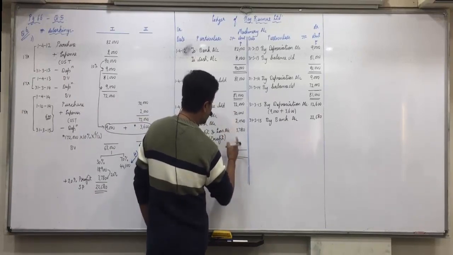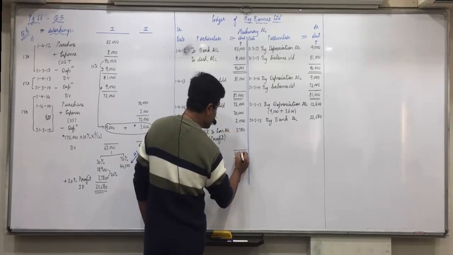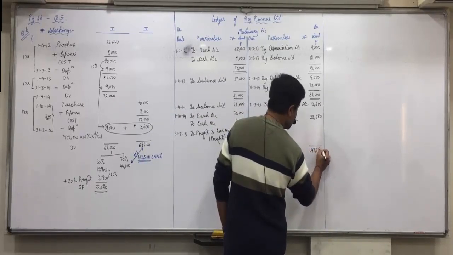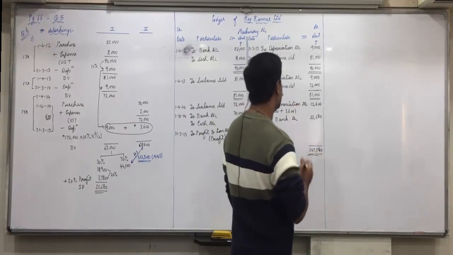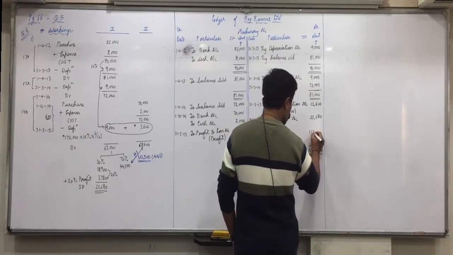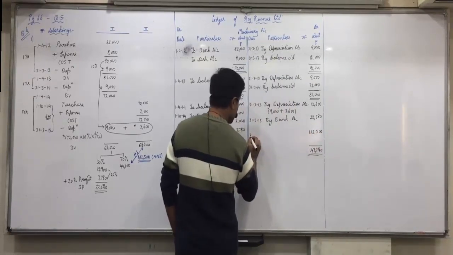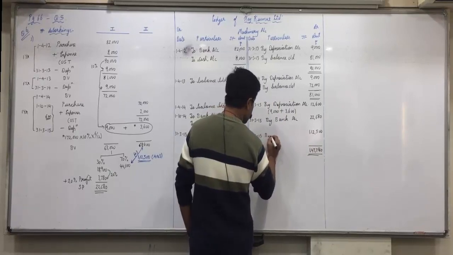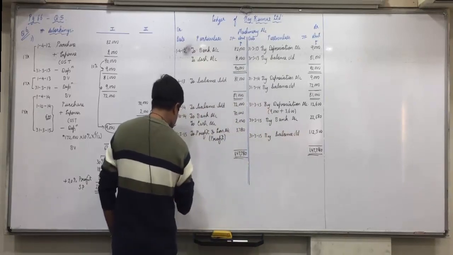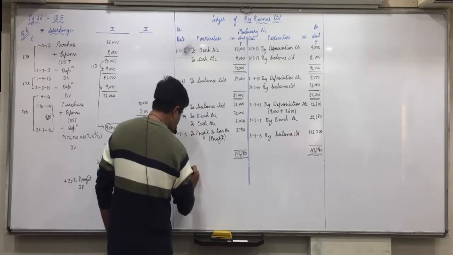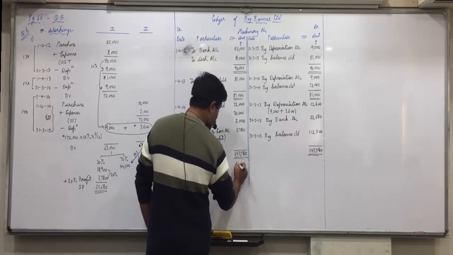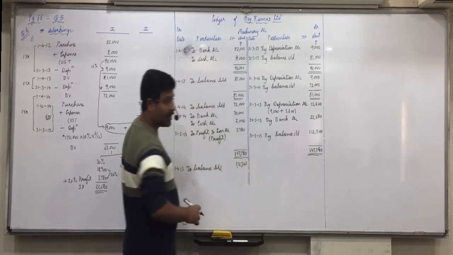So 70, 140, 147,780, and 147,780 minus 35,280. So 112,500. 31,315 by balance carried down. Opposite side 1,415 to balance brought down. 112,500. This should match with book value.